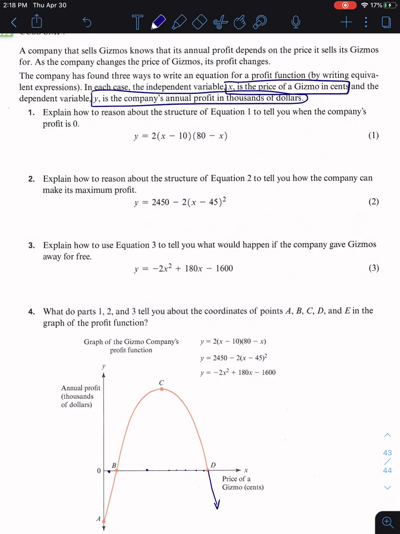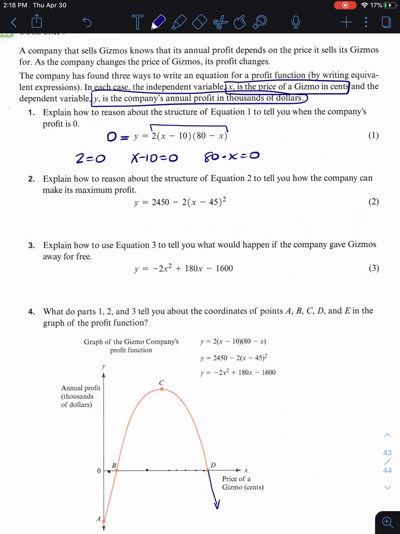Explain how to reason about the structure of equation 1 to tell you when the company's profit is 0. So if we want the profit to be 0, then how does this help? Well, the structure of this equation, the expression on the right, is 3 things multiplied together, right? If you want the whole value to be 0, then either 2 has to equal 0, or x minus 10 has to equal 0, or 80 minus x has to equal 0.